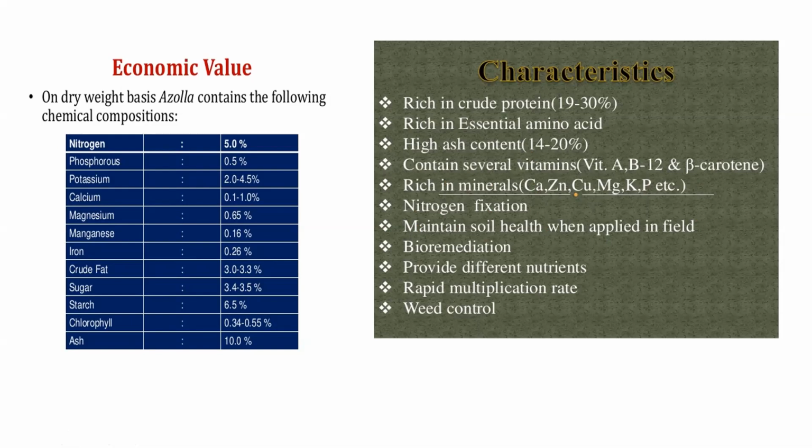It maintains soil health when applied in the field, because azolla can absorb atmospheric moisture. Because of the algae present inside, and because it is an aquatic fern, the cells can absorb atmospheric moisture, so they bind the soil particles together and prevent soil erosion. The soil texture is improved. Soil texture is very important in agriculture, otherwise soil erosion will take place.